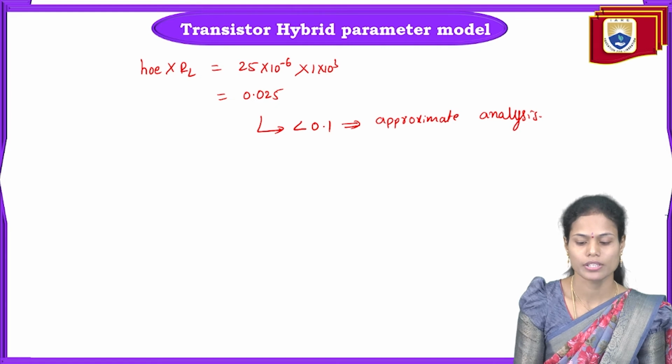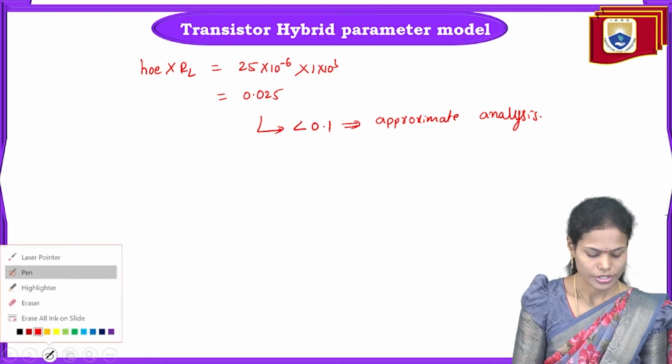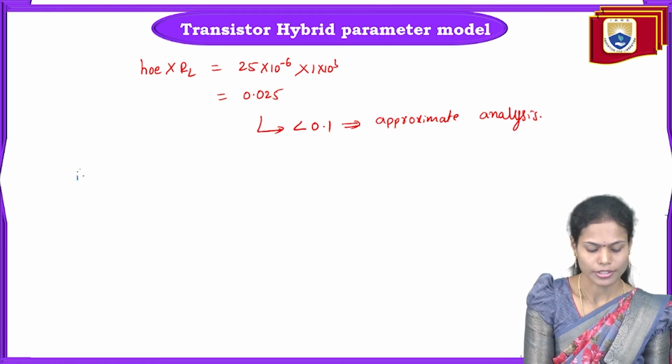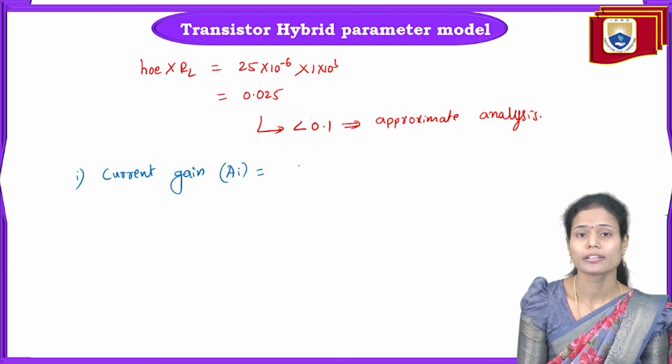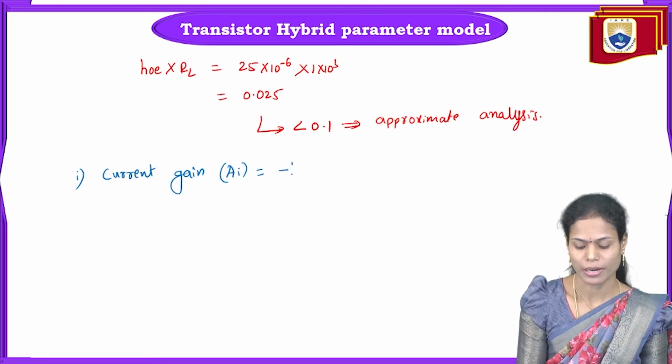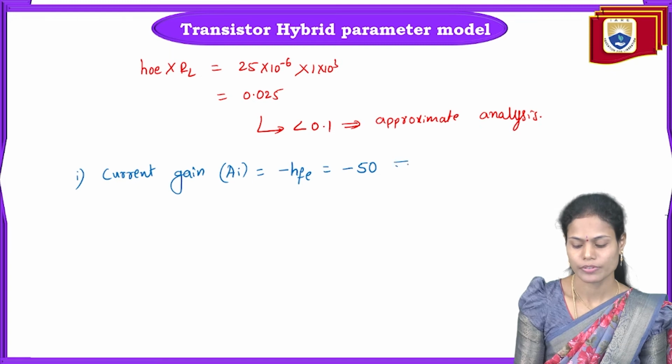Approximate analysis of the circuit. So the first parameter we need to calculate here is current gain AI. The formula for current gain in the approximate analysis is minus HFE. That is minus 50, as the HFE value is given as 50. So the AI value is minus 50.